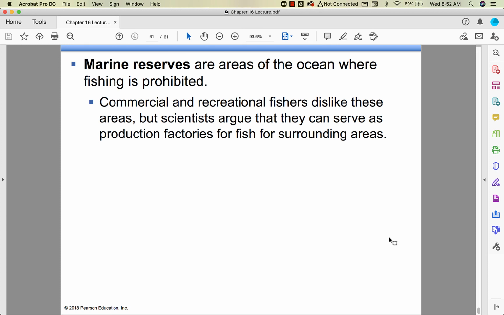And the difference between a marine protected area and a marine reserve is that in marine reserves, you can't do anything. It's just this beautiful area where you can go. Commercial fishermen don't like them. Recreational fishermen don't like them, but they can be useful because the fish that fishermen want may leave the marine reserves, and then once they leave, they can be fished by the fishermen who want to fish them.